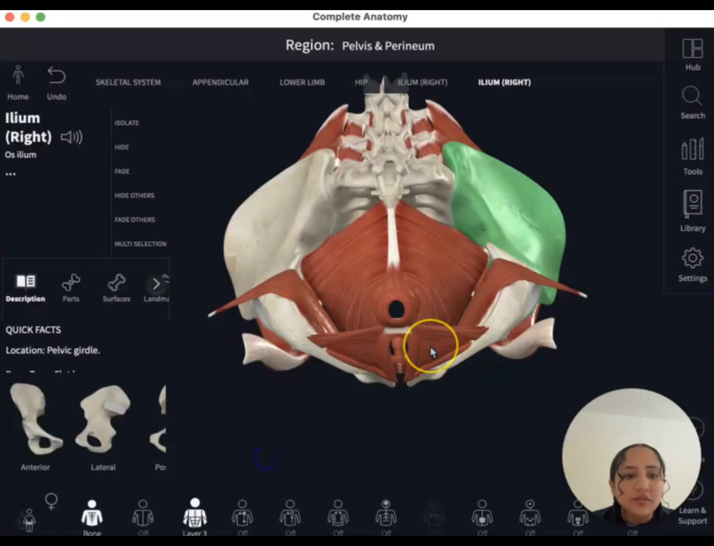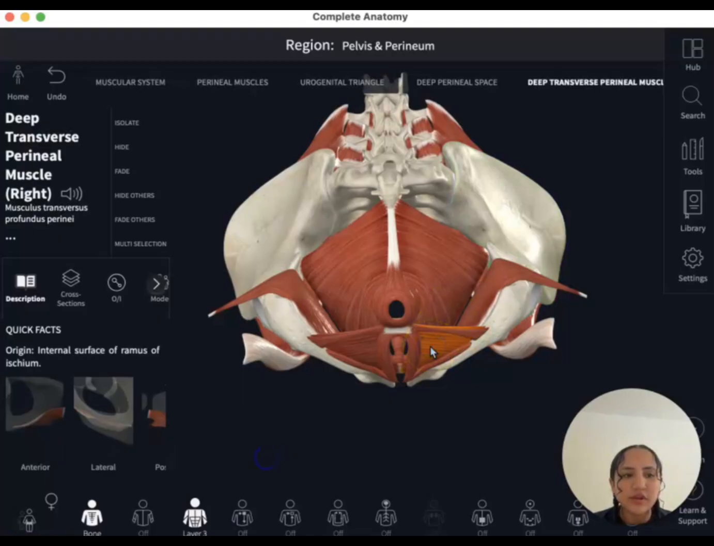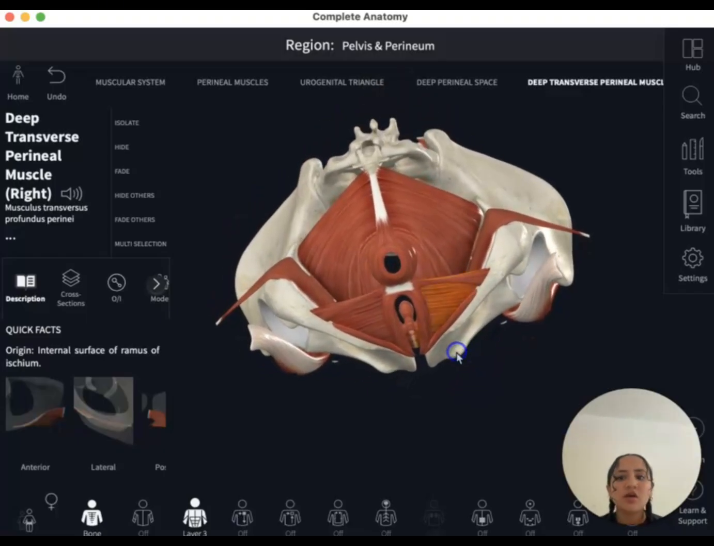Okay, so the next one is going to be this one right here. So this is the deep transverse perineal muscle. The origin for this is the internal surface of the ramus and the ischium. The insertion is the perineal body. If you look at the muscle fibers right there, they go transverse and medially. The action for this muscle is that it just stabilizes the perineal body and then it provides structural support to the adjacent pelvic structure.